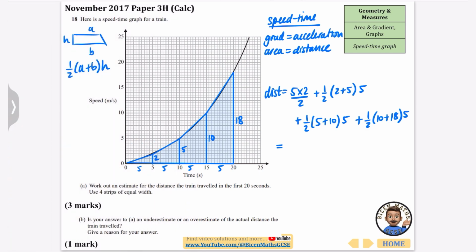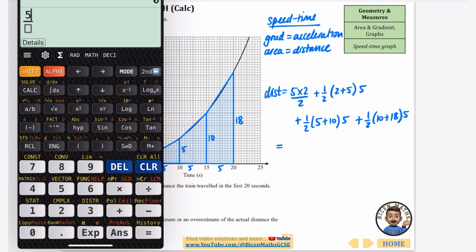So we're going to do the triangle first of all, 5 times 2 divided by 2. And then for the next part, we're going to type in all of these little fractiony bits, brackets, half, brackets, 2 plus 5 times 5. A half, 5 plus 10 times 5. A half, 10 plus 18 times by 5, and we get the answer 130 metres.